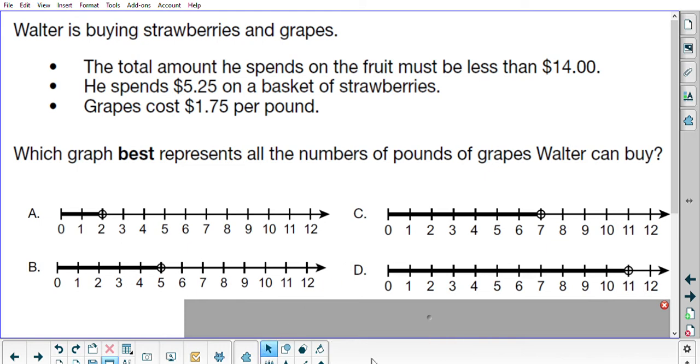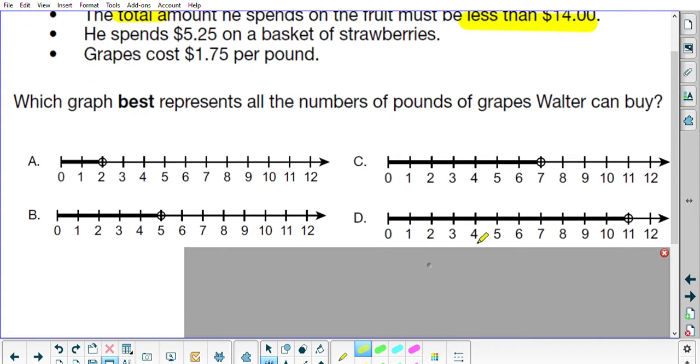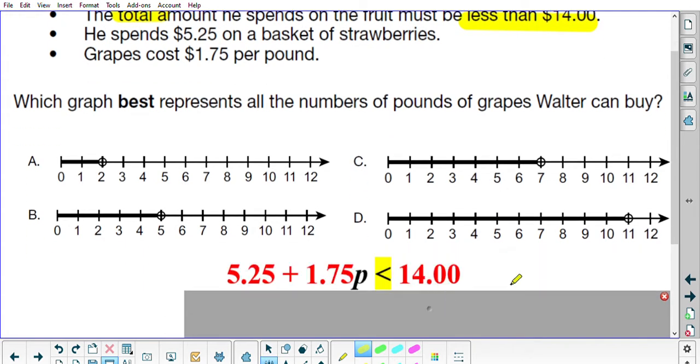All right. Let's see how you did. Now, I hope you noticed that it said that the total this time is less than $14. Less than literally means the less than symbol. Did you have a less than symbol? $5.25 for the basket. That's getting added on. Added on to what? To the grapes. We're spending $1.75 per pound. So you should have taken $1.75. We don't know the number of pounds, so I made that my variable.